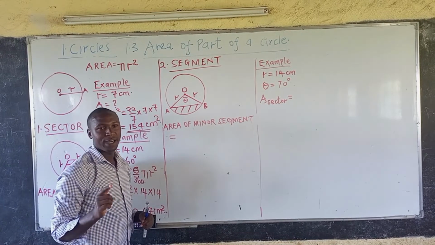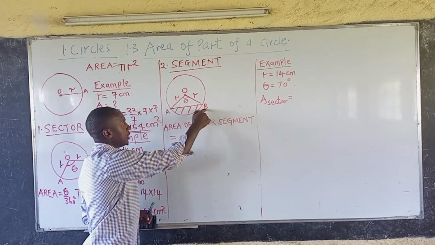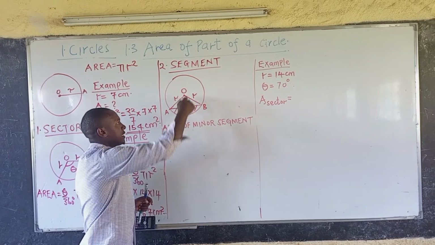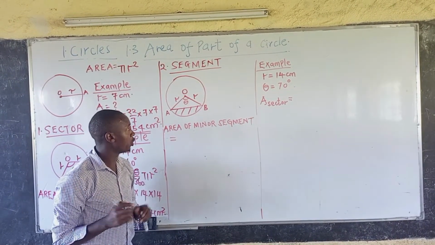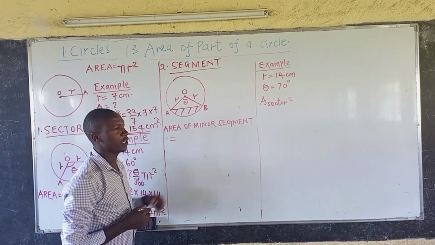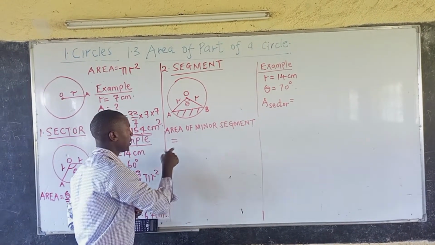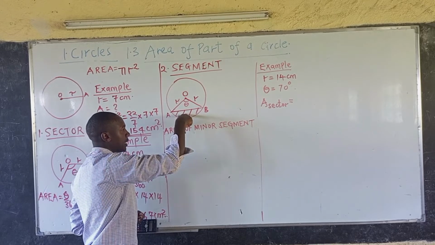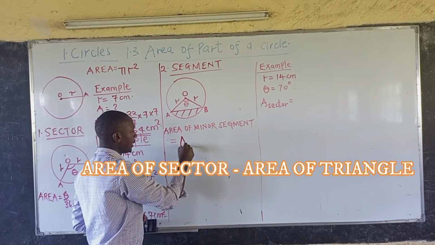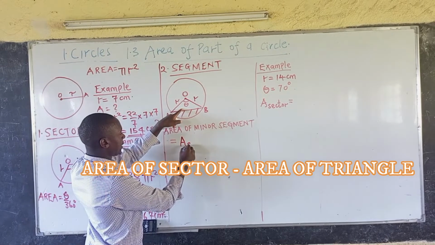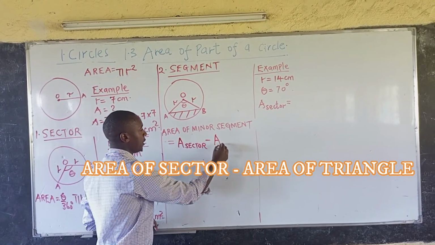Again, we have a triangle OAB. Now, if we calculate the area of the sector and subtract the area of the triangle, then we are going to have the area of the shaded region, which is, of course, the area of the minor segment. So that means the area of the shaded region, which is a minor segment, is going to be equal to the area of the sector minus the area of the triangle.